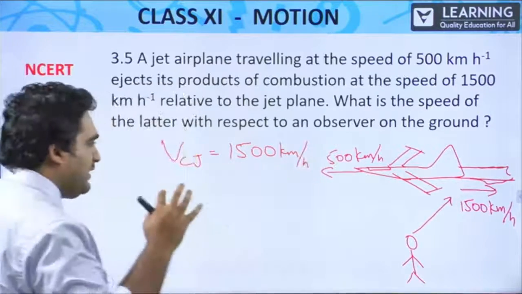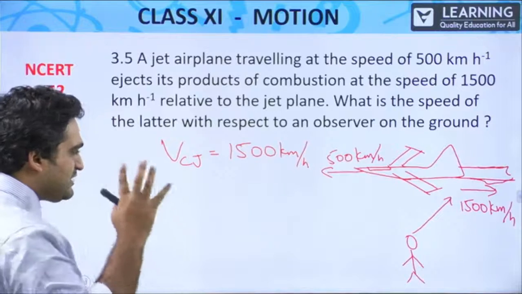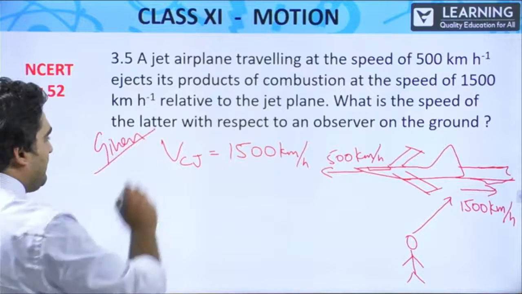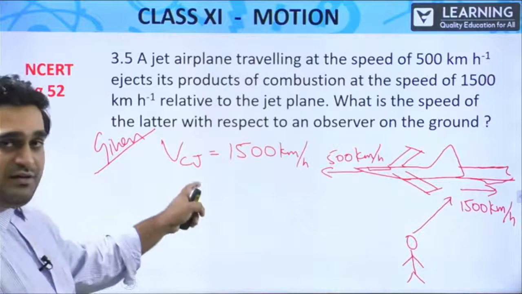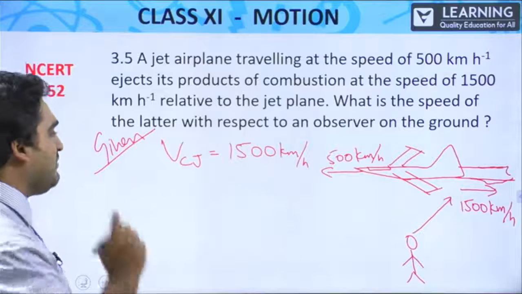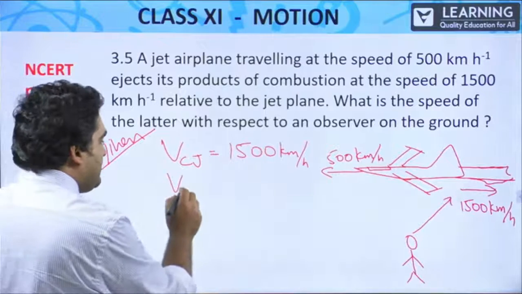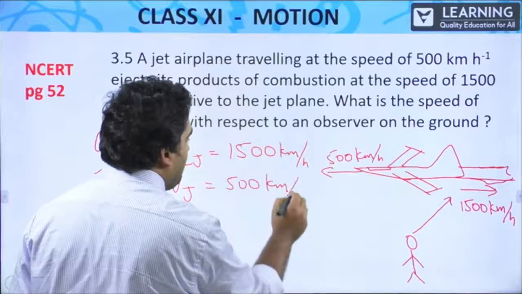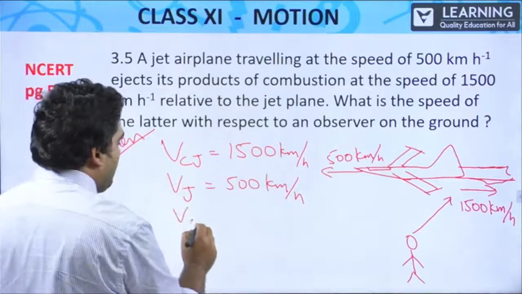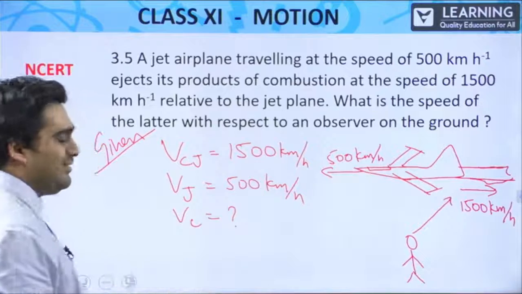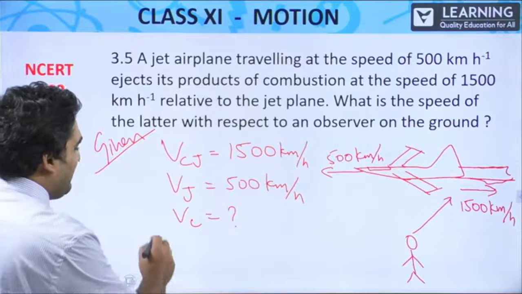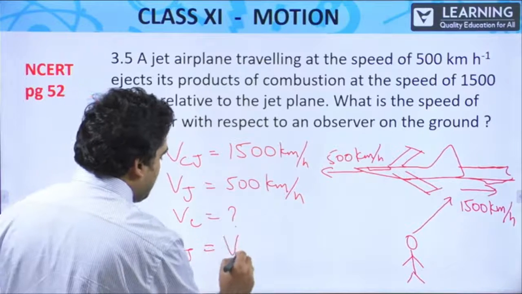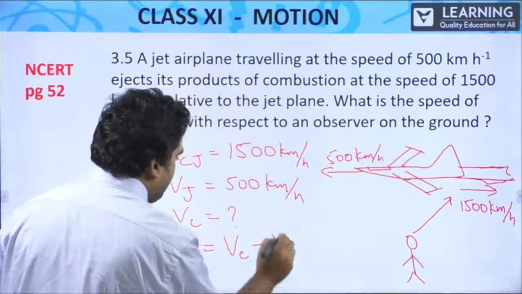So how do we eliminate this type of confusion? The mistake that I just made was in not first writing the quantities that are given. Write the things that are given and then you can substitute. That would be a better idea. Velocity of the jet plane is 500 km/h. What is the velocity of combustion? This is what you need to find. So velocity of combustion with respect to the jet plane is velocity of combustion minus the velocity of the jet plane.